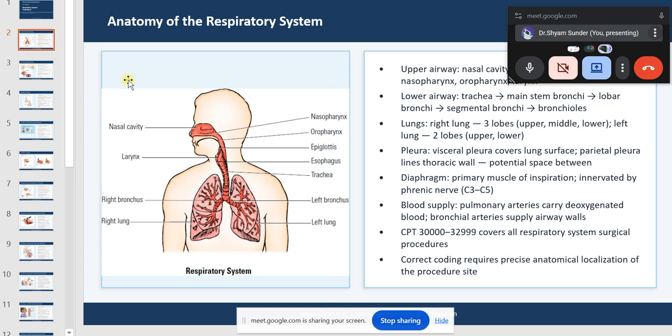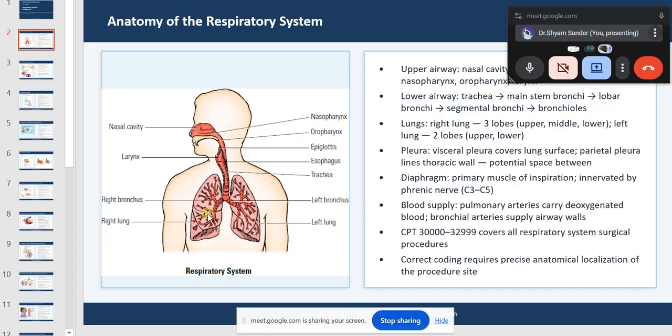As you know, the respiratory system starts with the nasal cavity. After the nasal cavity, we have the pharynx. The pharynx is divided into three portions: nasopharynx, oropharynx, and laryngopharynx. Next to the pharynx is the larynx, the voice box. Next to that is the trachea, and then the bronchi, right bronchus and left bronchus. Then we have the bronchioles, the bronchial tree, as we call it, and two lungs, right and left.